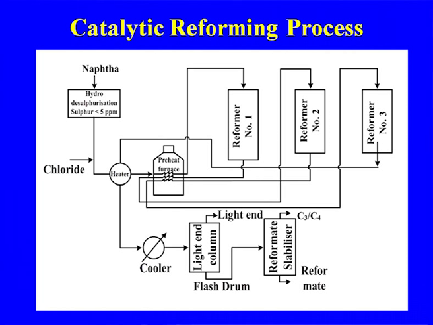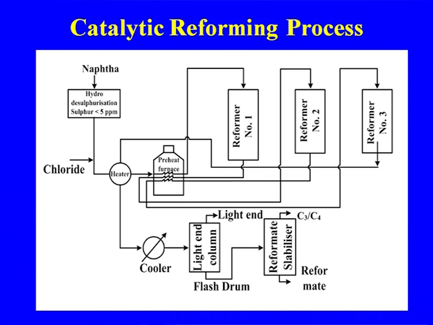After reactor 3, the final product goes to the heat exchanger, because the heat of the reactor effluent is utilized here for preheating, and after the cooler it goes to the light end column. Again, as I told you, during the process we get hydrogen and LPG also. That will depend upon your operating condition, whether the light ends are more or less; it depends upon the temperature.